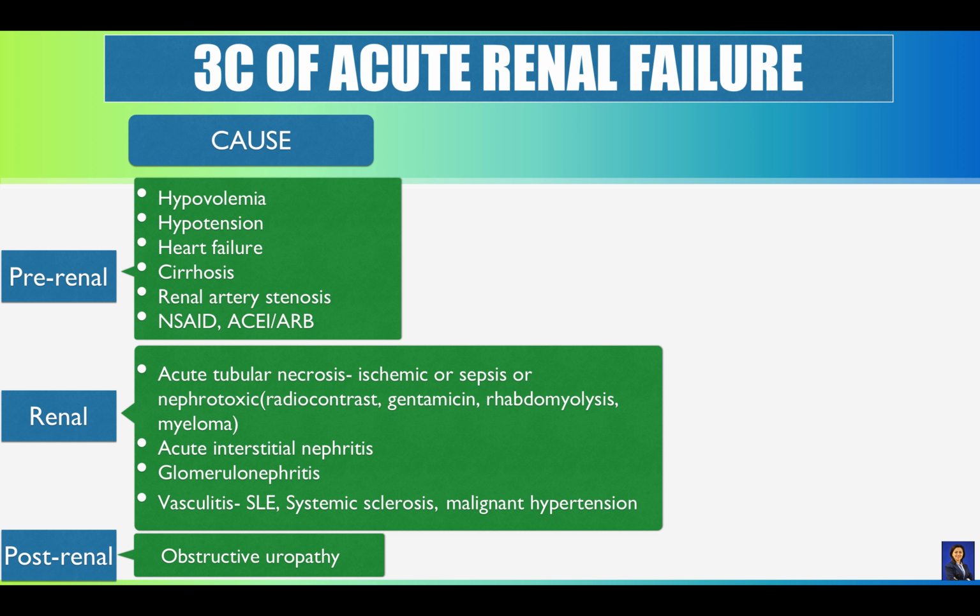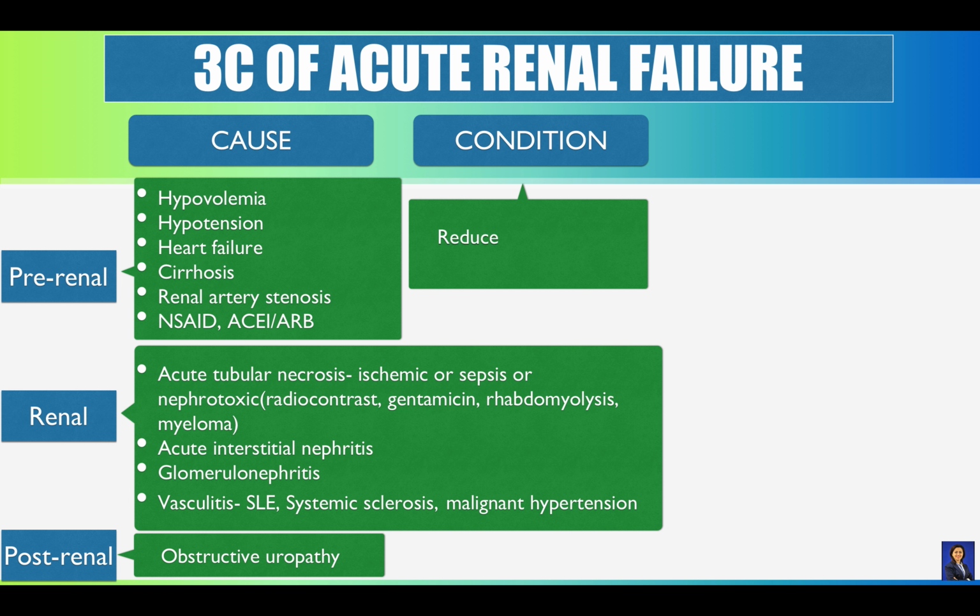Post-renal causes of acute kidney injury include obstructive uropathy in patients with bilateral kidney stone disease, or prostate or urethral stricture. The clinical features of acute renal failure are mainly reduced urine output and generalized body swelling.